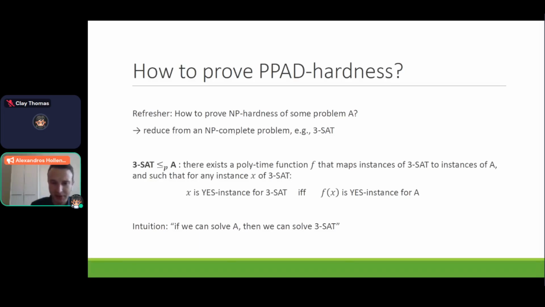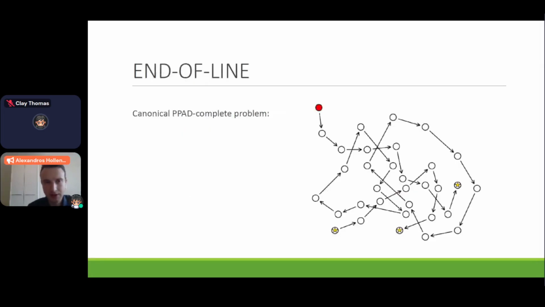So now let's try to adapt this to PPAD. Paul mentioned earlier in his talk that there is this End-of-Line problem, which is the canonical PPAD-complete problem. Now, if you don't remember anything about it, don't worry. We don't need anything about it except the name.